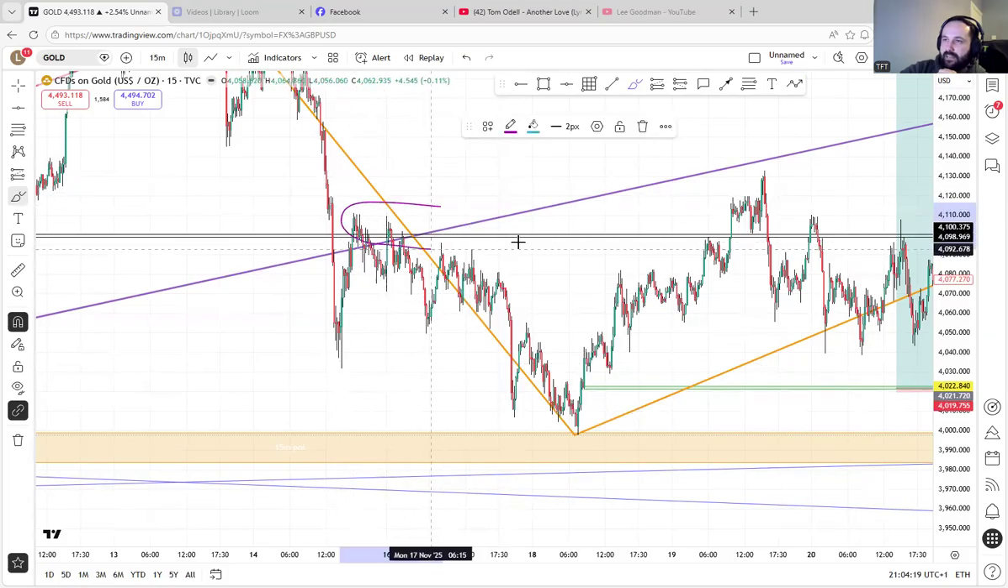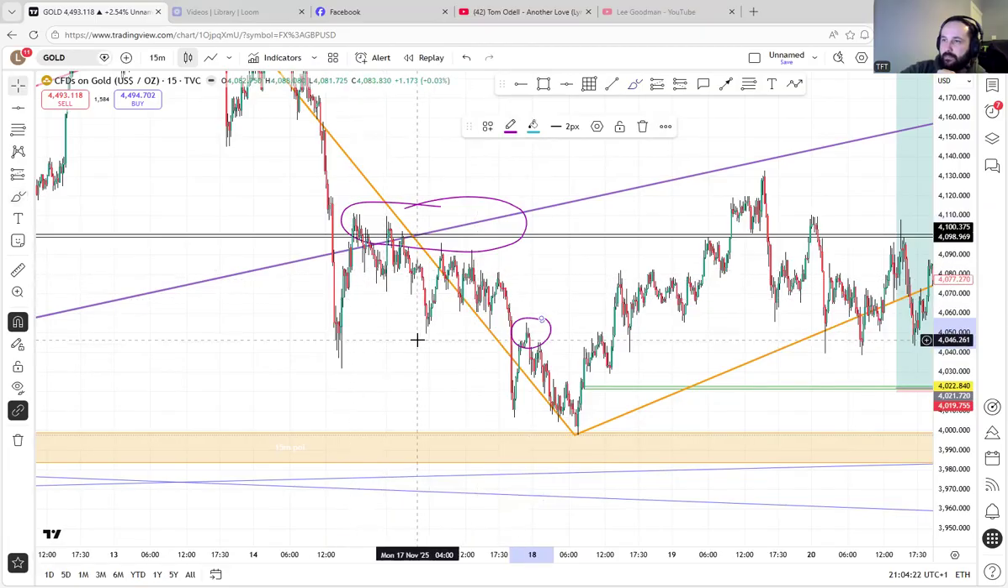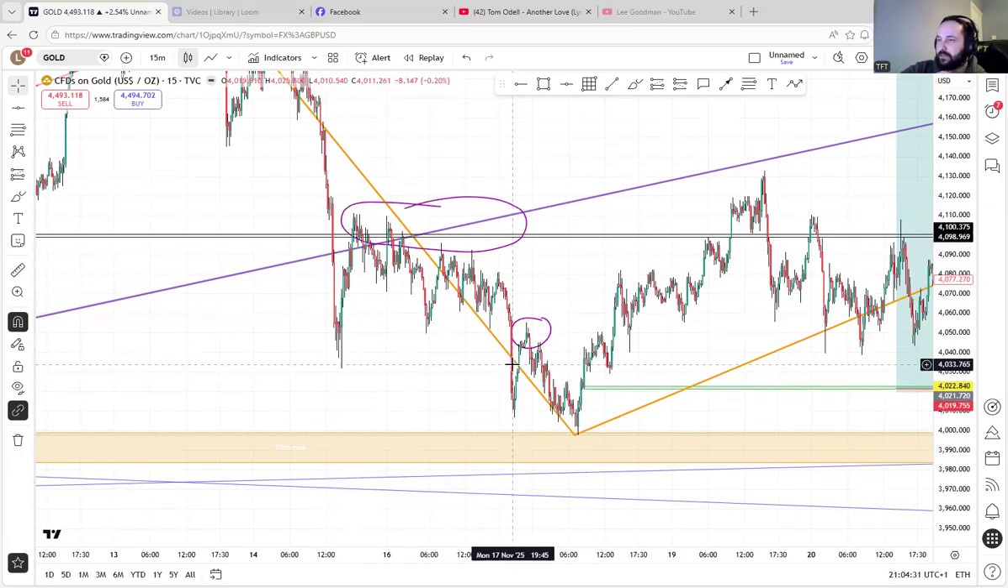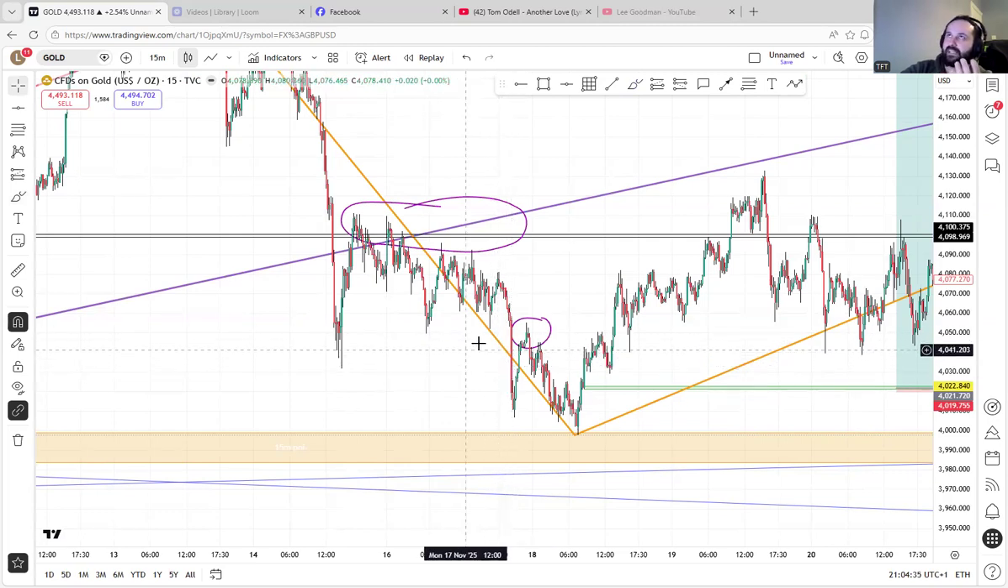So I would either say that high being taken, or it's this one here. Both technically meet the rules for structure, but this one's a safer option because it's a bigger price leg. This could have been news or something, which makes it less likely to be real price action. That might just be manipulation.